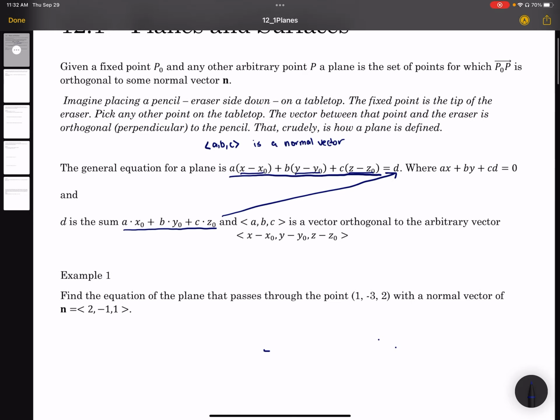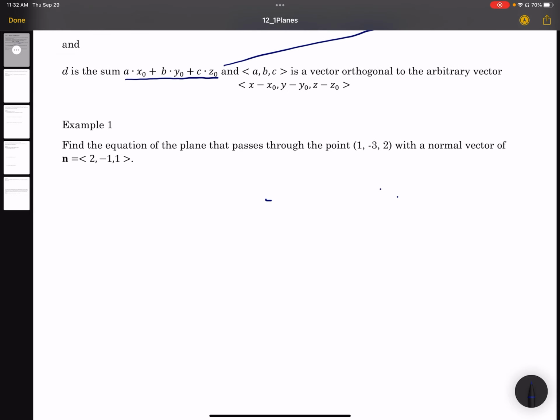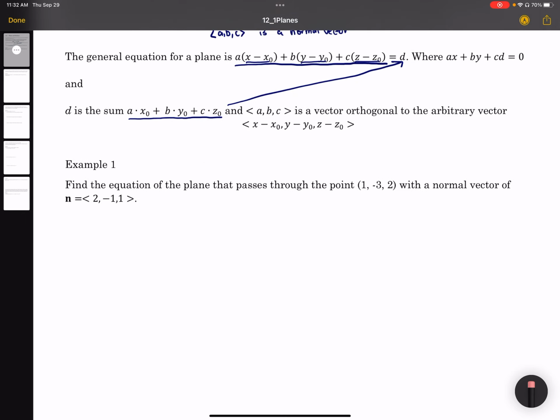and ABC is just the normal vector that we're given. So for our first example, we have to write the equation of the plane that passes through the point (1, -3, 2), and we have the normal vector (2, -1, 1). So if we just follow along with our formula, 2 is our A, negative 1 is our B, and 1 is our C.